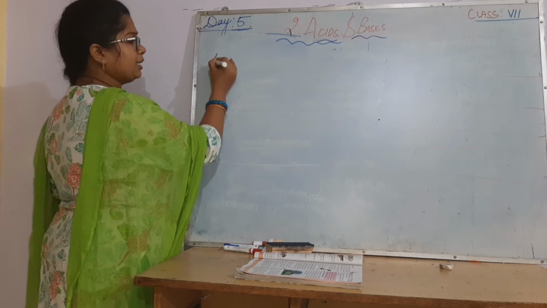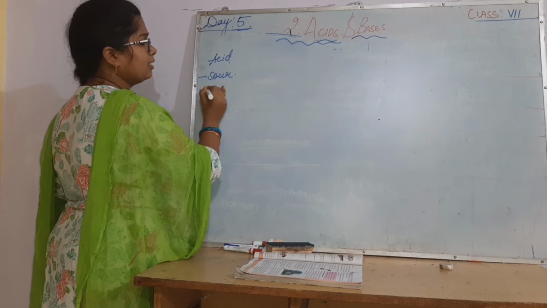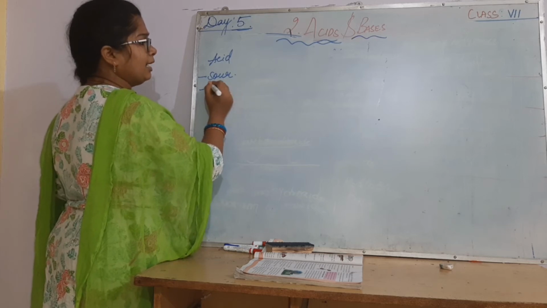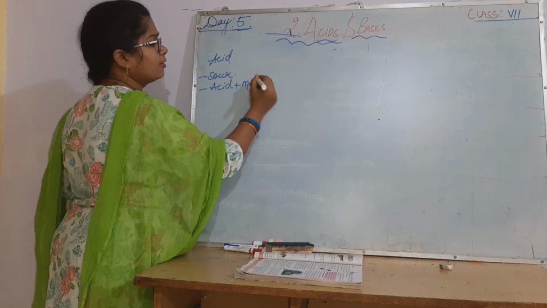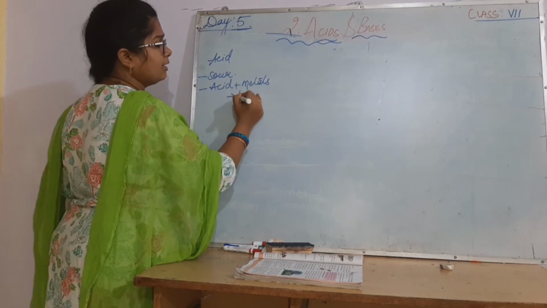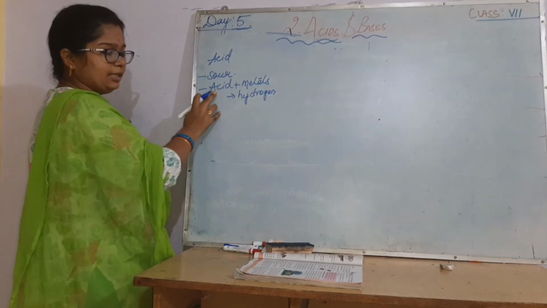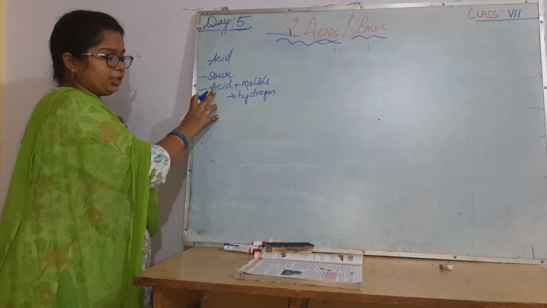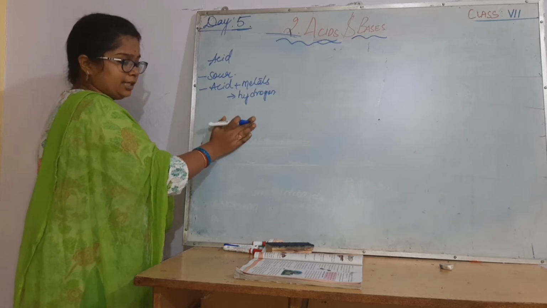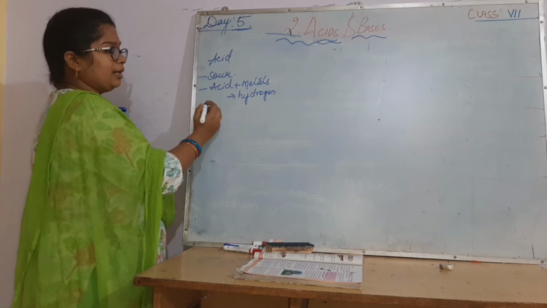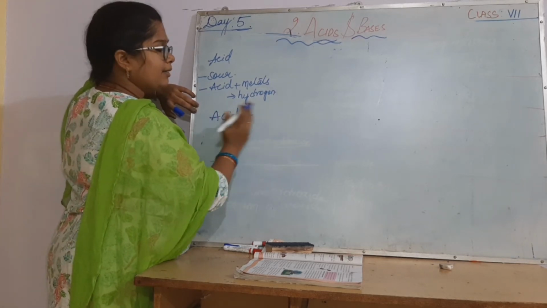Acids taste sour. When acids react with metals, which gas do they give out? They give hydrogen gas out. Like in the lemon juice, we added zinc, magnesium and so on, we saw it, right? Which gas is released? Hydrogen gas is released.